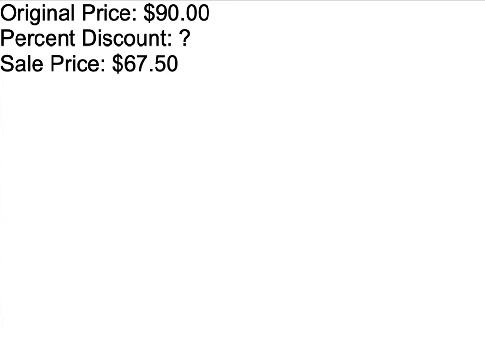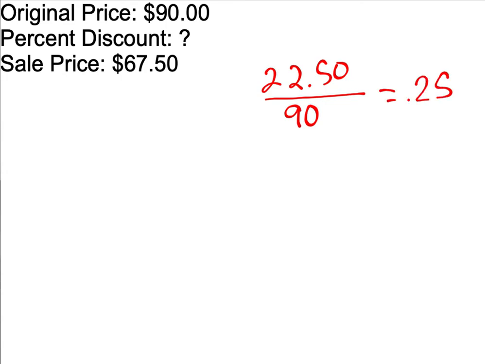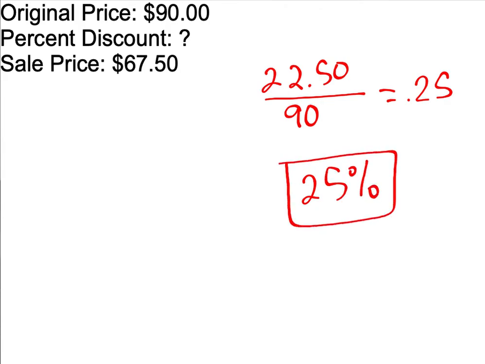All right, if we have a $90 original price and $67.50 for the new sell price, find the percent discount. This is just a percent of change problem. So first you would take 90 minus 67.5, and that would be $22.50, and divide it by the original amount. So $22.50 divided by 90 is 0.25. So this is a 25% decrease or a 25% discount.